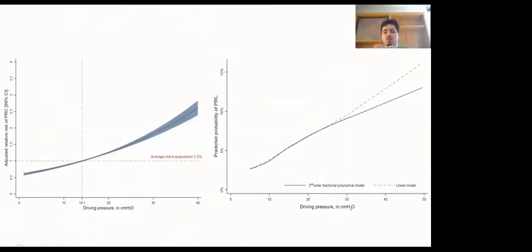Finally, in an exploratory analysis, we found that the driving pressure associated with the average risk in the general study population was 14.1 centimeter water, and exceeding this threshold increased the predicted risk of postoperative respiratory complications. To ensure better fit over the tails, we used fractional polynomial analysis. In the second figure, results remained robust and with slightly better estimation at extreme values of driving pressure.